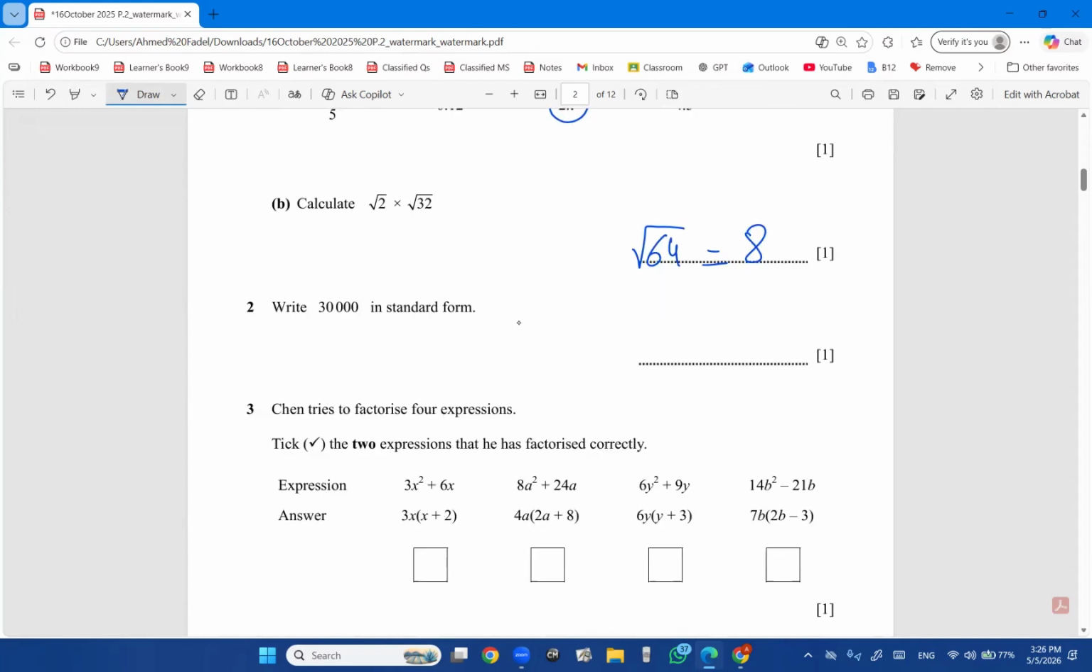Write 30,000 in standard form. It must be any number that is between 1 and 10, which is here 3 in this case, but multiplied by 10 to the power of something. Here you're going to find 4 zeros, so it is 10 to the power of 4.